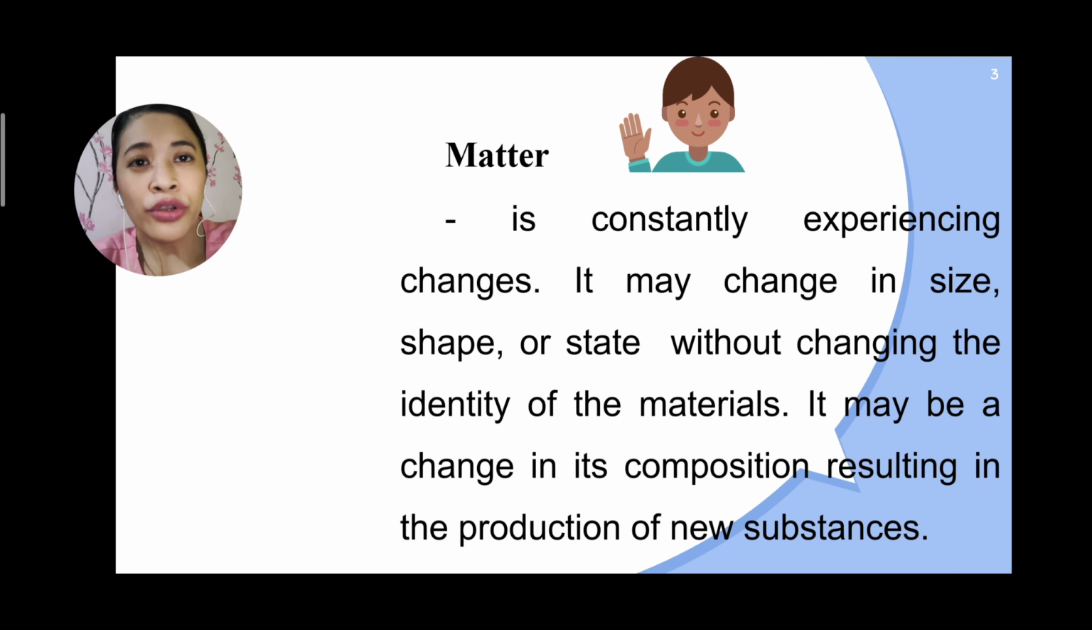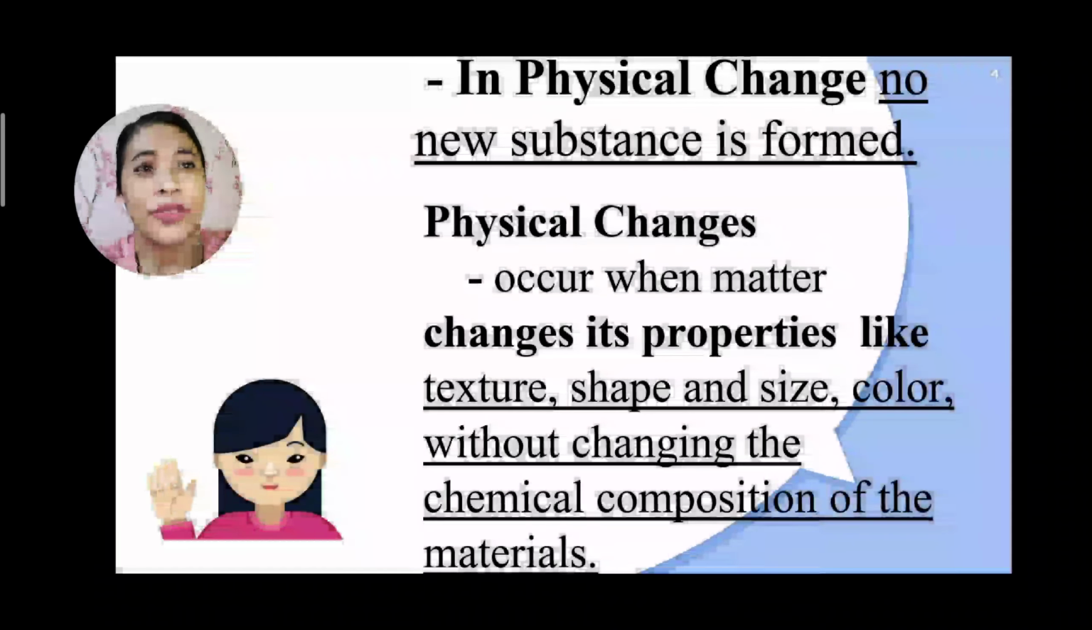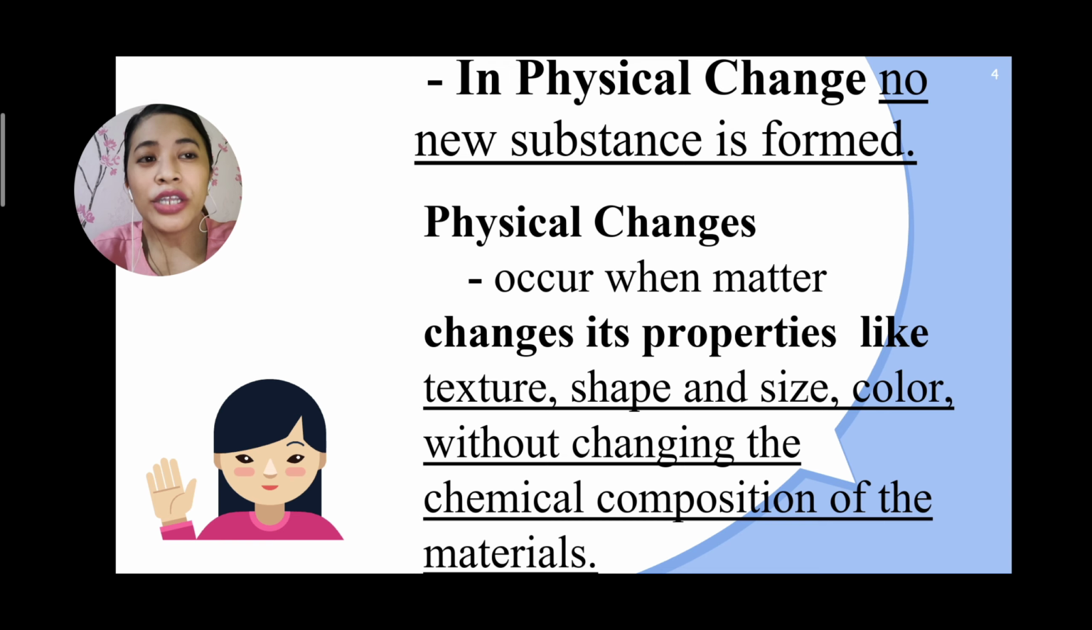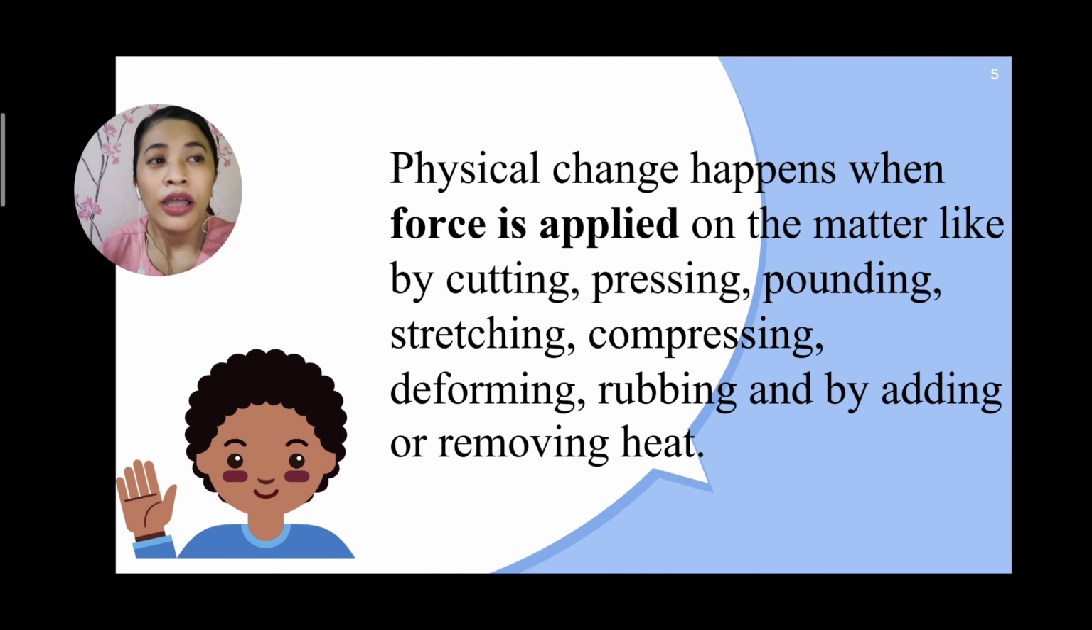Let us find out what is physical change. In physical change, no new substance is formed. Physical changes occur when matter changes its properties, like texture, size and shape, color, without changing the chemical composition of materials. Physical change happens when force is applied on the matter, like by cutting, pressing, pounding, stretching, compressing, deforming, rubbing, and by adding or removing heat.